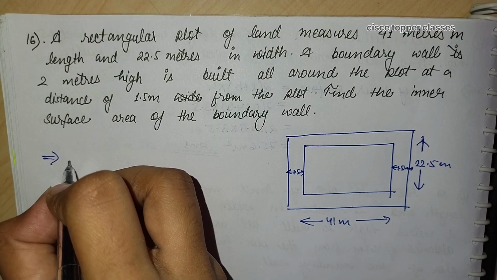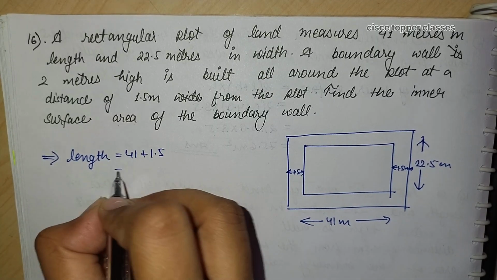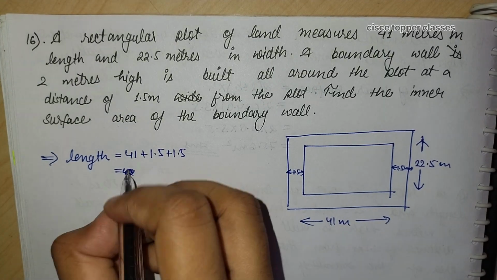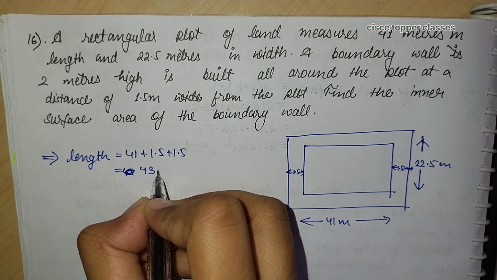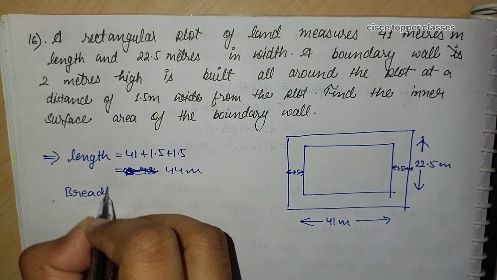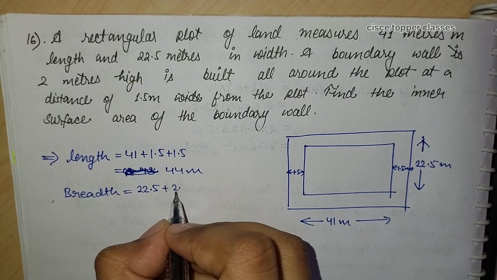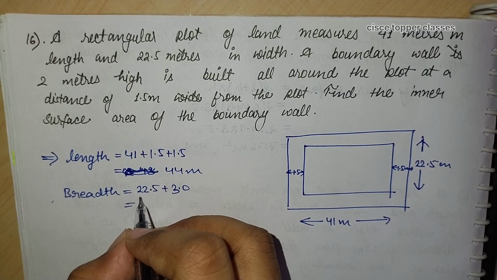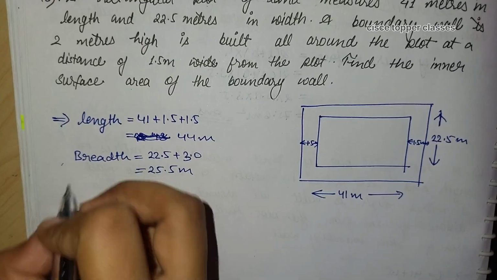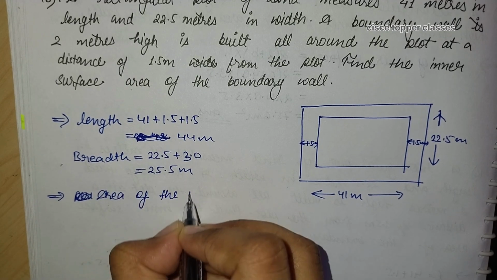So from that only we can write here length as 41 plus 1.5, so this is 3 from both sides. So we can write the length of this whole as 44 meter directly. Now the breadth also again increases by 2 into 1.5. So this will be 22.5 plus 3, so it will be 25.5 meter.